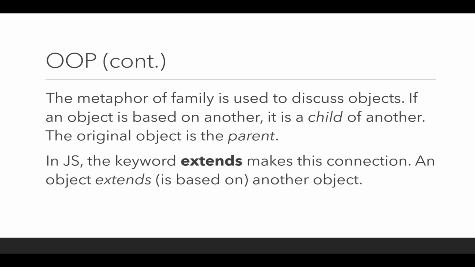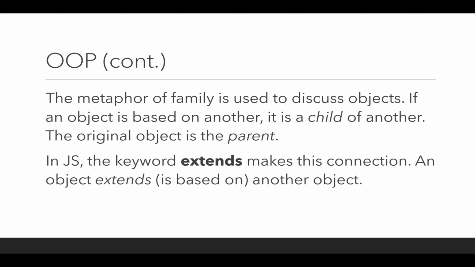In JavaScript, the keyword extends makes this explicit connection. An object extends, is based on, another object. So the relationship between one object and an object that extends that original object is a. If one object has another object, the relationship is has a. With extends, this is explicitly an is a relationship. That is, one is another because it is based on that.